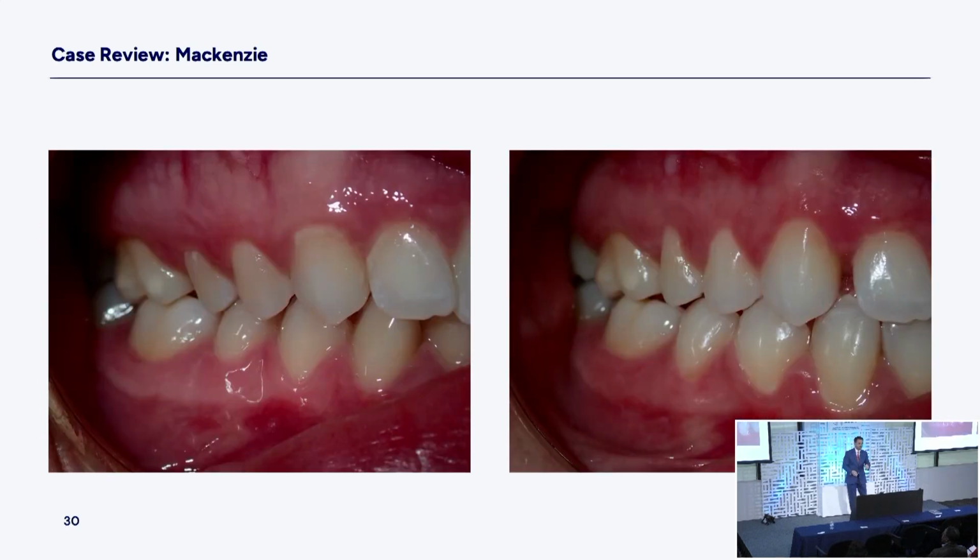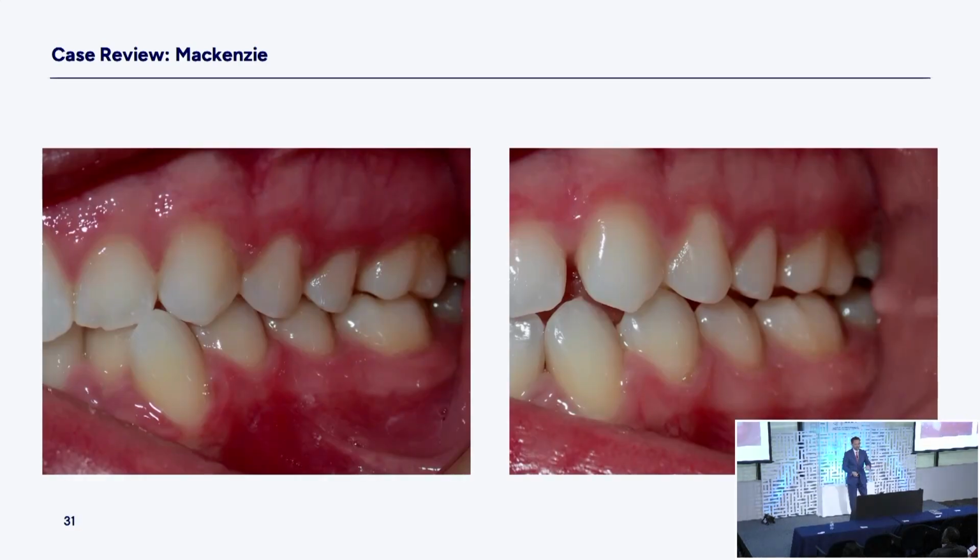On the right side, we've got a little space at the lateral, no problem. We still have our class 1. On the left side, we have a little space at the lateral. We still have our class 1. But now that her wisdom teeth started to come in, we want them included.